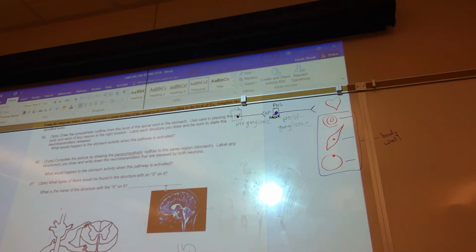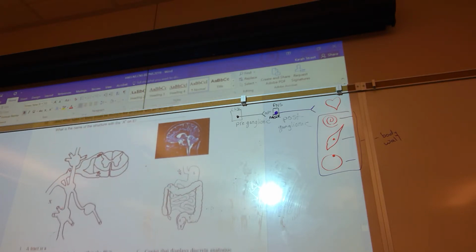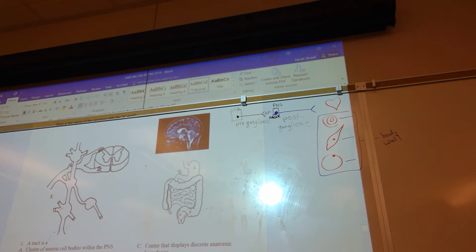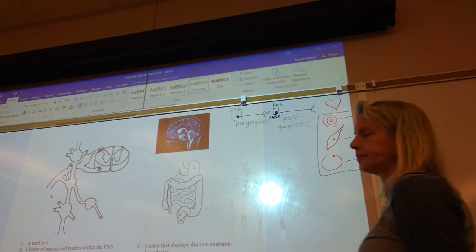It says, draw the sympathetic outflow from this level of the spinal cord to the stomach. Well, if it's sympathetic, we're going to shut down gut motility. That's what we're going to do. The stomach is part of your gut. Okay. So, I'm told I'm at T12. Is that part of where I can find the sympathetic division?